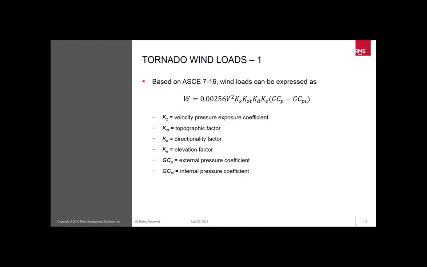For tornado loads, that's still something that we're debating a little bit. I think we're leaning more towards maybe just using a flat profile for KZ. And there are topographic effects, directionality factors, elevation factors, and so forth. And then we have the pressure coefficients in order to calculate the wind loads, so this would be wind load as a pressure, in terms of pounds per square foot or kilopascals or something.